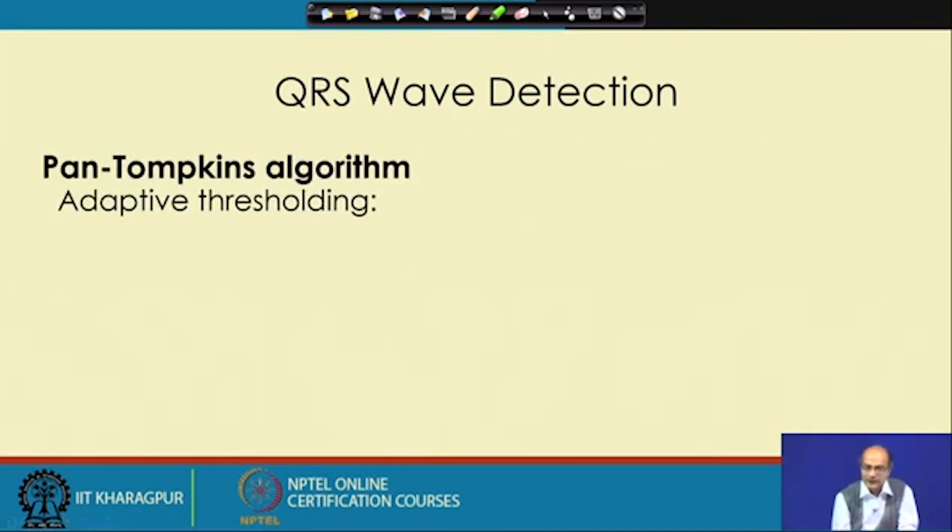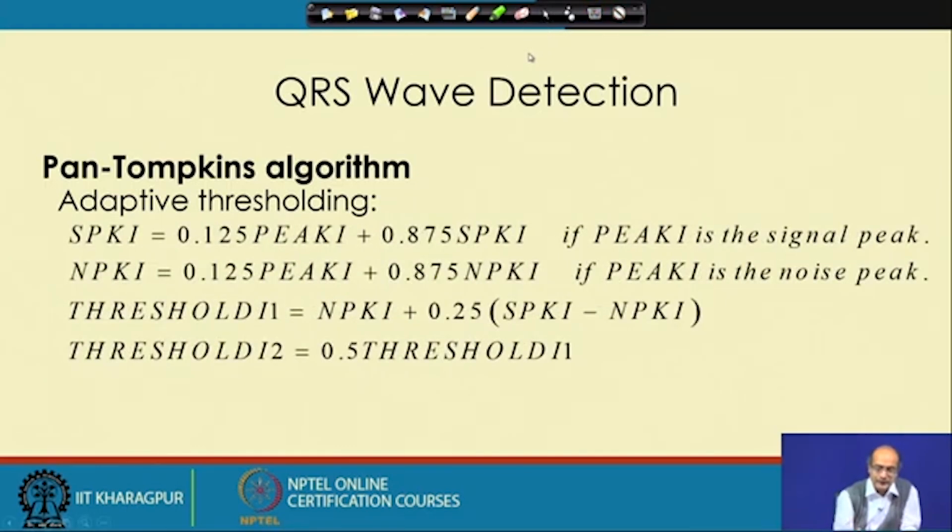Now comes the special contribution of Pan-Tompkins: the first change they made is that the thresholding should be adaptive. That is the beauty of the Pan-Tompkins algorithm. For that, they have introduced a couple of terms: the first one is SPK1, the second is NPK1, and two thresholds, threshold 1 and threshold 2, are introduced.